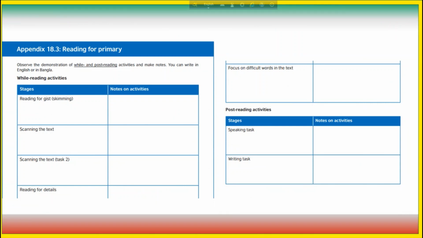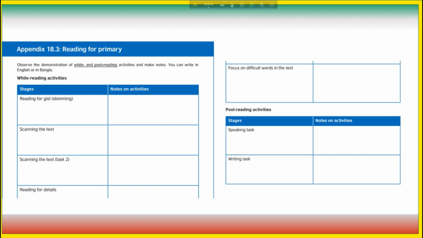This is while-reading activities. The stages are reading for gist, that is skimming, and scanning, that is the stages of reading. Skimming means looking over the text lightly, and scanning means looking deeply. At first we have to skim the text, that is reading for gist, and then scan the text. Scanning the text means tasks for reading for details. Focus on difficult words in the text that may be new words for the students.